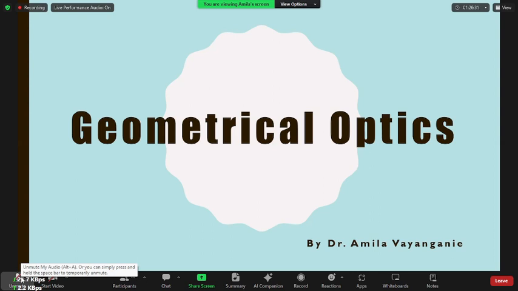So, today I'm going to complete this geometrical optics part. Actually, when you take optics, there are three main branches: geometrical optics, wave optics, and the quantum part. In your syllabus, we are focusing only on geometrical optics. So what does geometrical optics mean? Any idea?